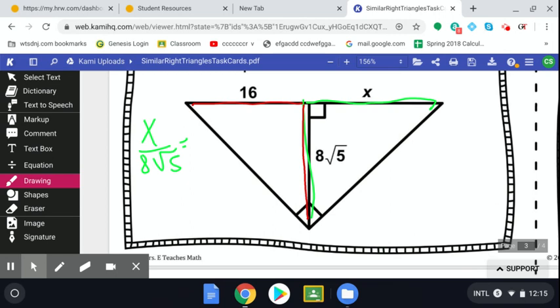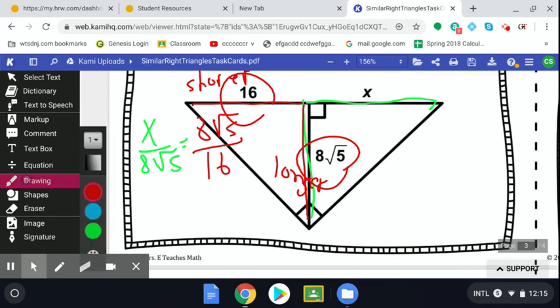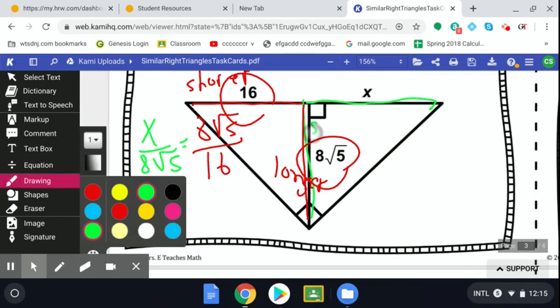it's the other way around. This one is longer than that. So, the proportion is still the same. We should just have switched the colors, but still the same proportion. Okay, 8 radical 5 over 16. All right. So it's actually this one is the shorter, longer, and then this one would be shorter, longer, for the legs. Okay.